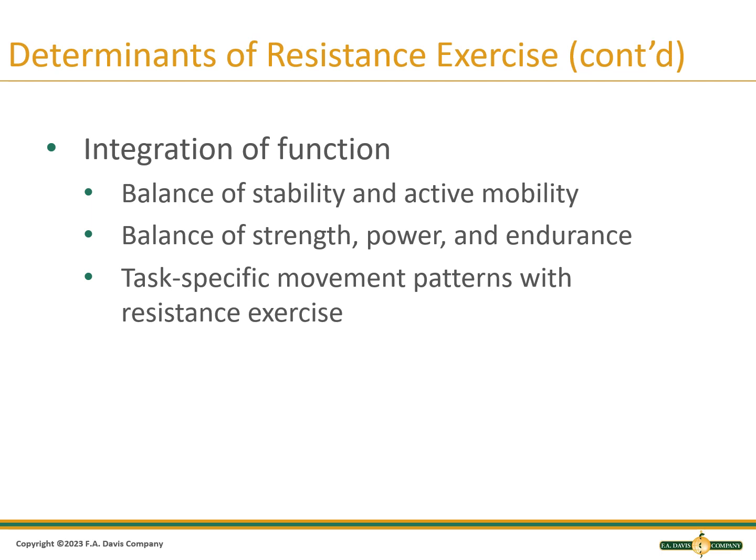So we have to have a balance of stability and active mobility. So can a patient maintain a stable position while also moving a limb segment? We have to have a balance of strength, power, and endurance so that we don't have a patient who functionally fatigues. And we have to have task-specific movement patterns with resistance exercise so that we are strengthening within the functional range and keeping the muscle with the neuromuscular control that it needs.